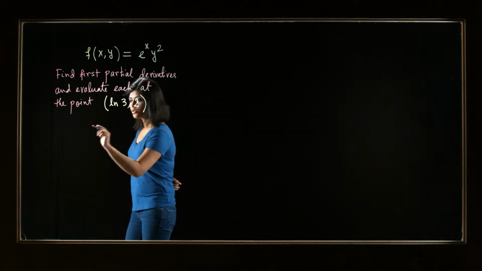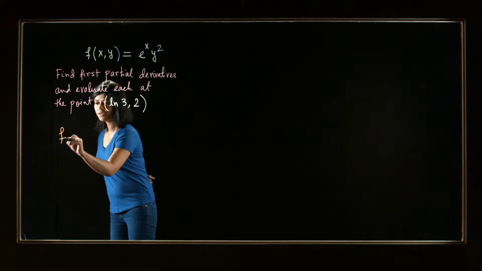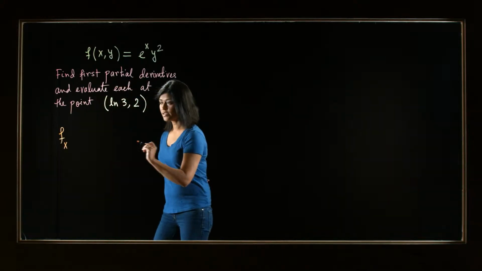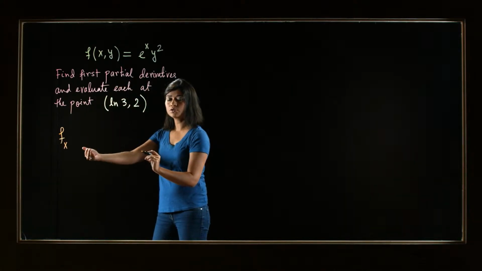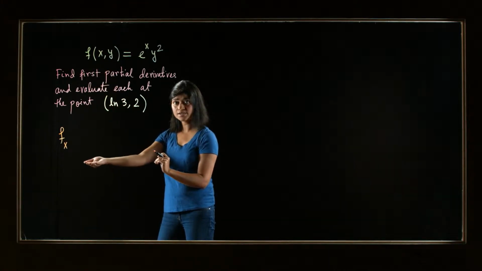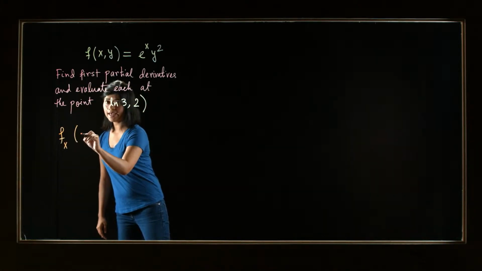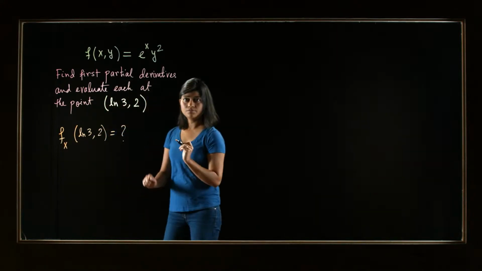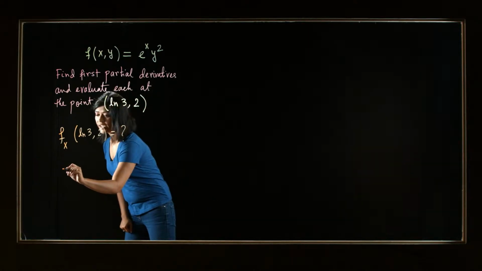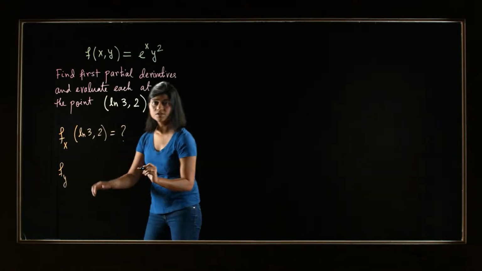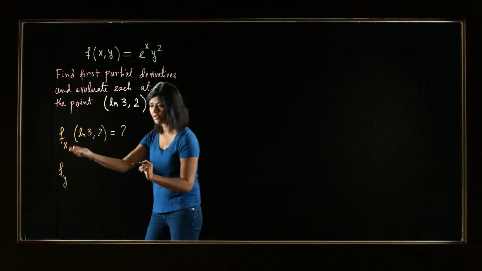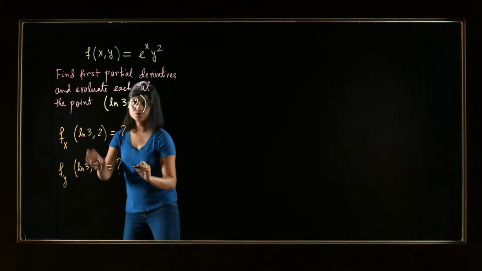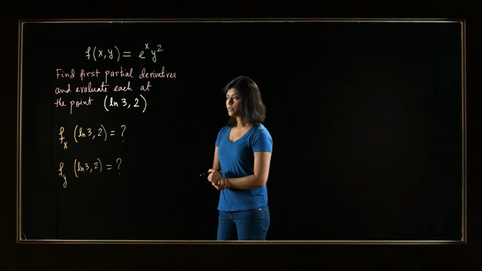So using the symbols, we have to find the first partial derivatives. To find fx, this is the symbol we use to mean the partial derivative of the function with respect to x, and we have to evaluate it at natural log of 3 comma 2. The second one is fy, which is the partial derivative with respect to y of this function, and also evaluate at the same point. So these are the two values that we want.